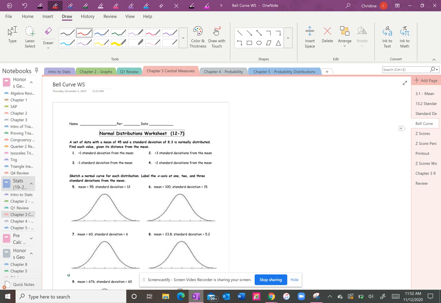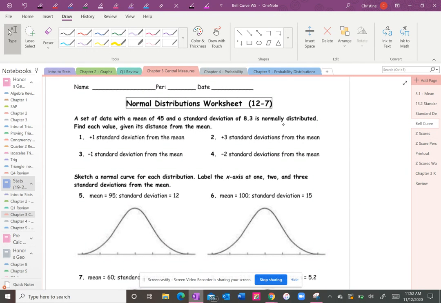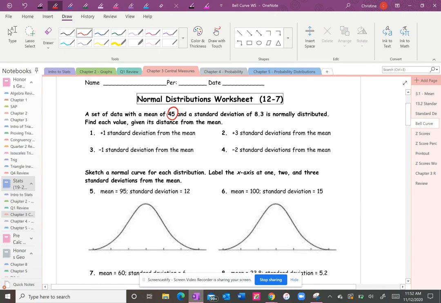So this is essentially what our problems are going to look like. It's going to say you have an average of 45 and a standard deviation of whatever. See, they're already giving you this number. You're not solving for anything. So this just wants to say, what is the distance from the average? Well, if the average is 45 and you're going 1 standard deviation, you would just add 8.3.